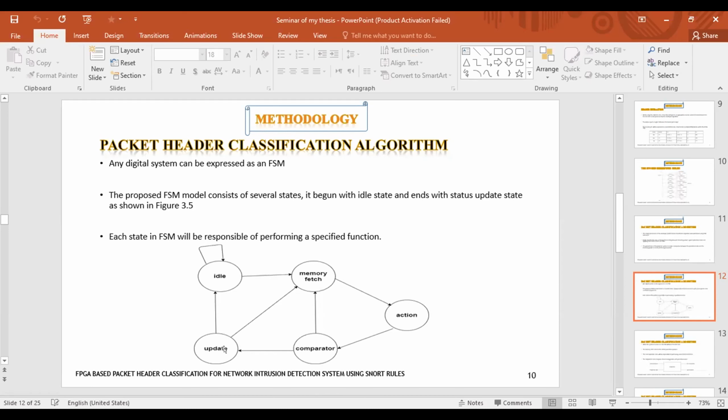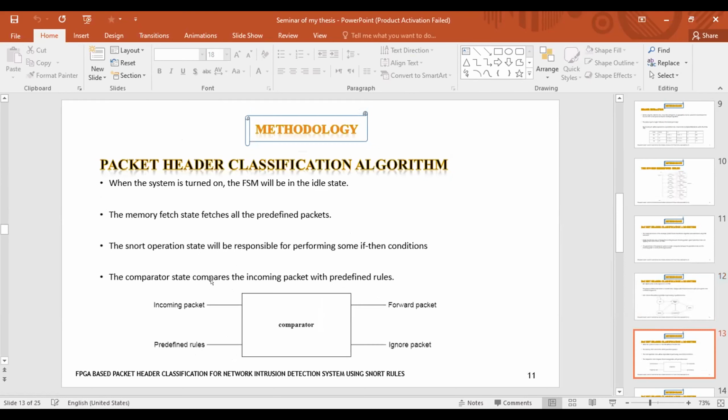After that, update the situation and repeat this operation. By the way, this operation is done concurrently, at the same time. So when the system is turned on, the finite state machine will be in the idle state, and the memory fetch state fetches all the predefined buckets as I explained. The snort operation state will be responsible for performing some if-then conditions. The comparator state compares the incoming bucket with the predefined rule.